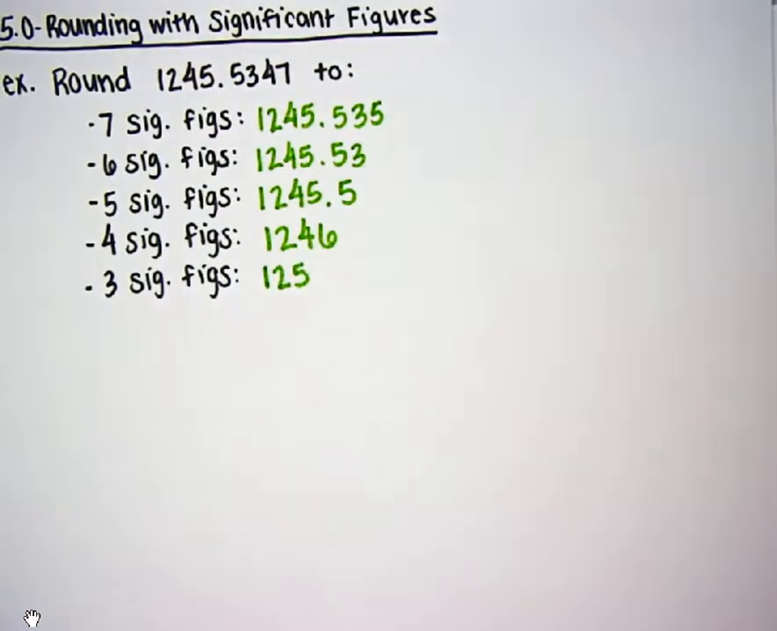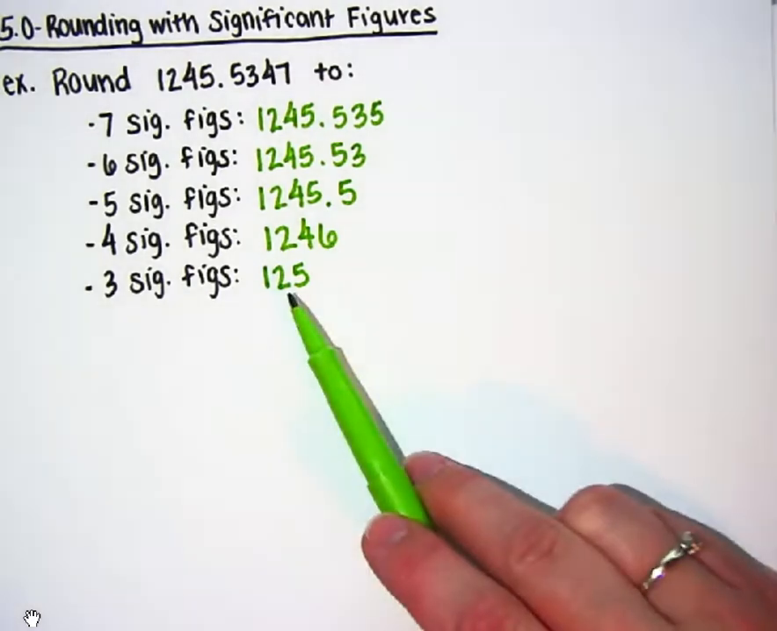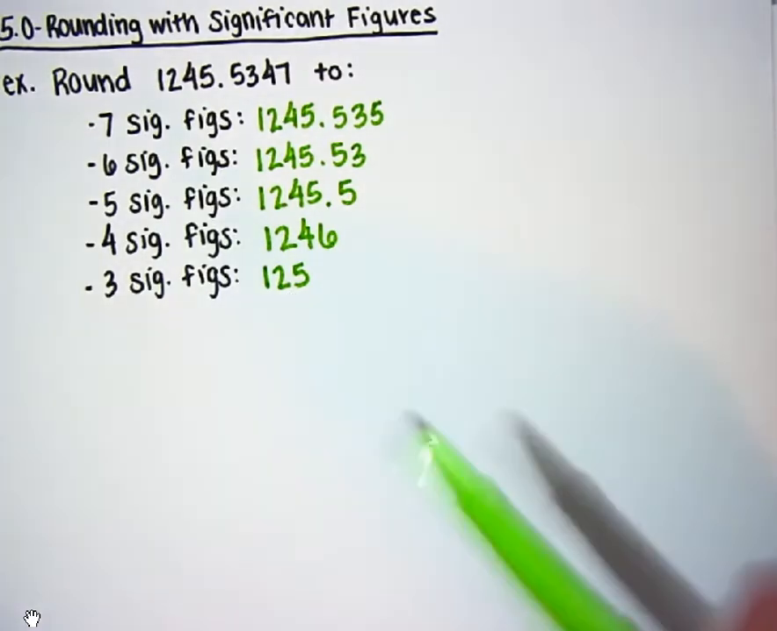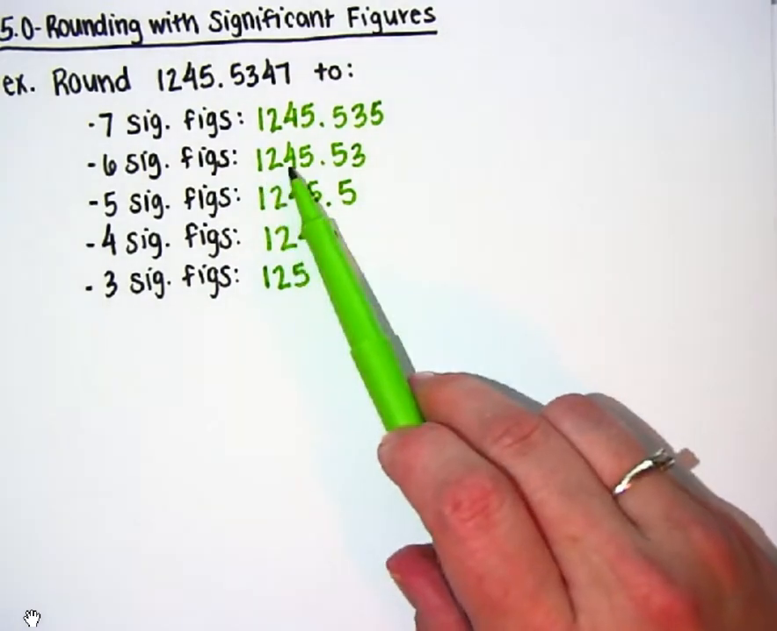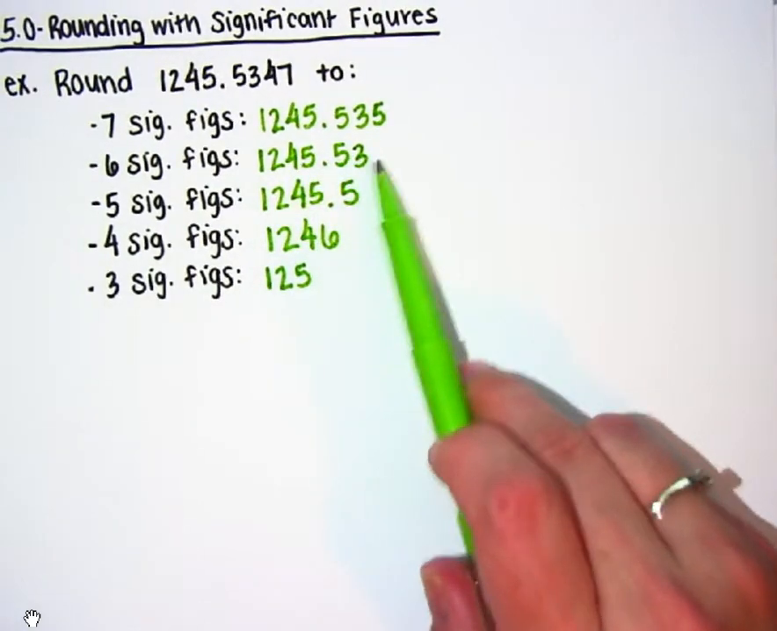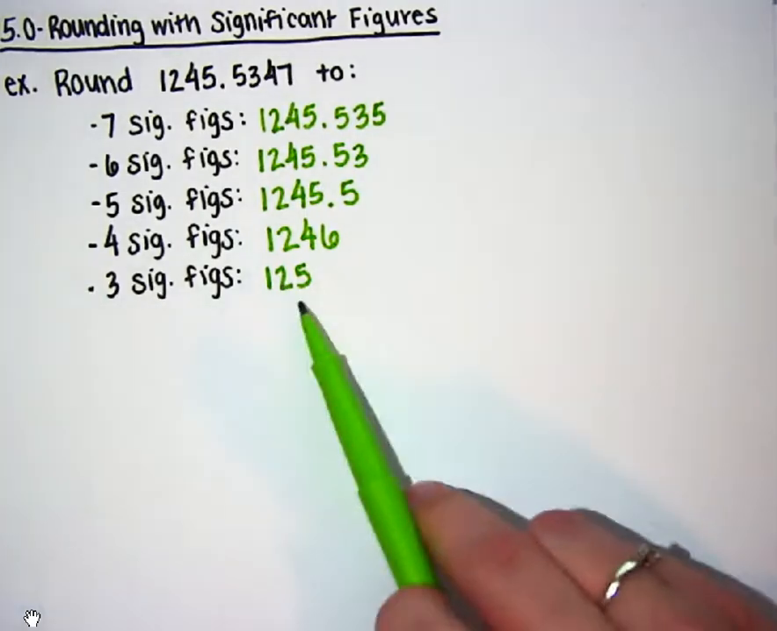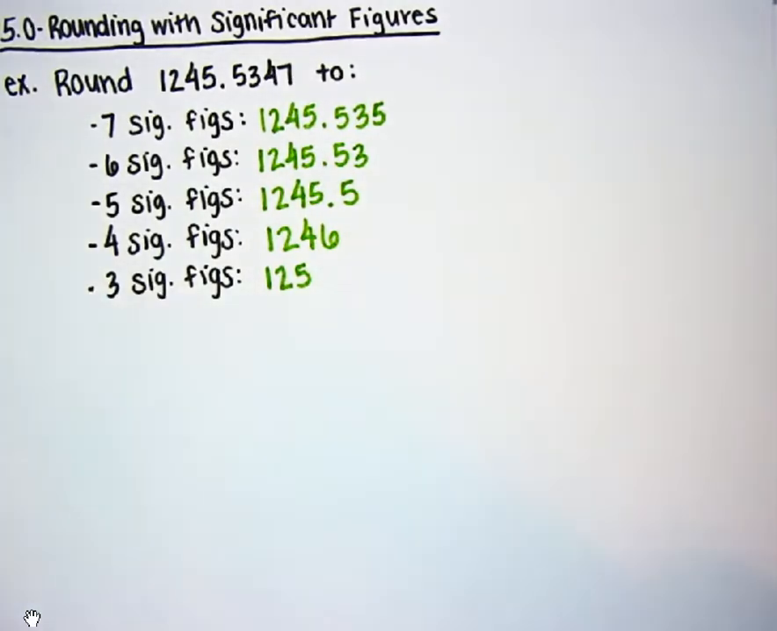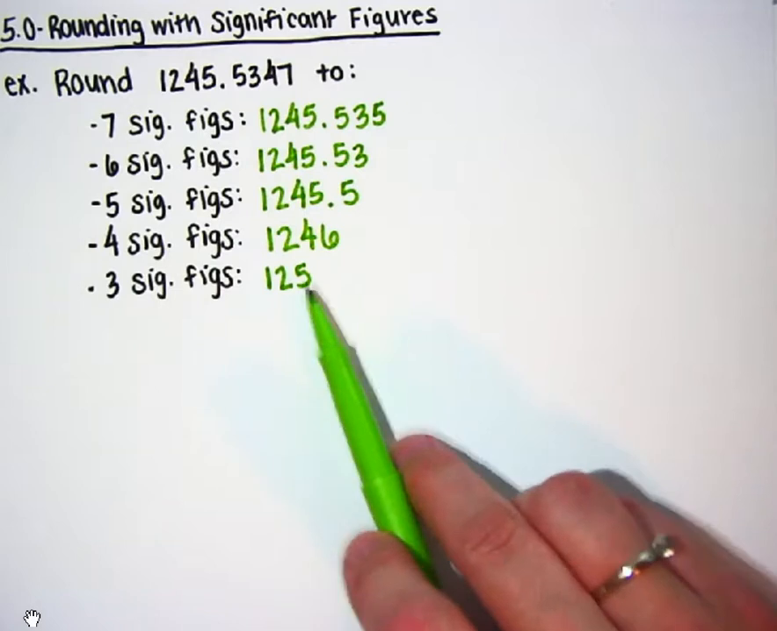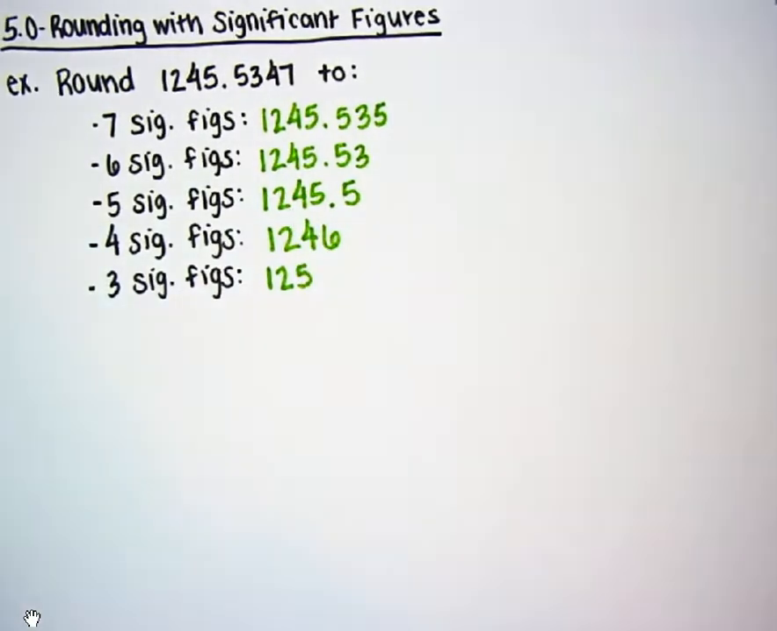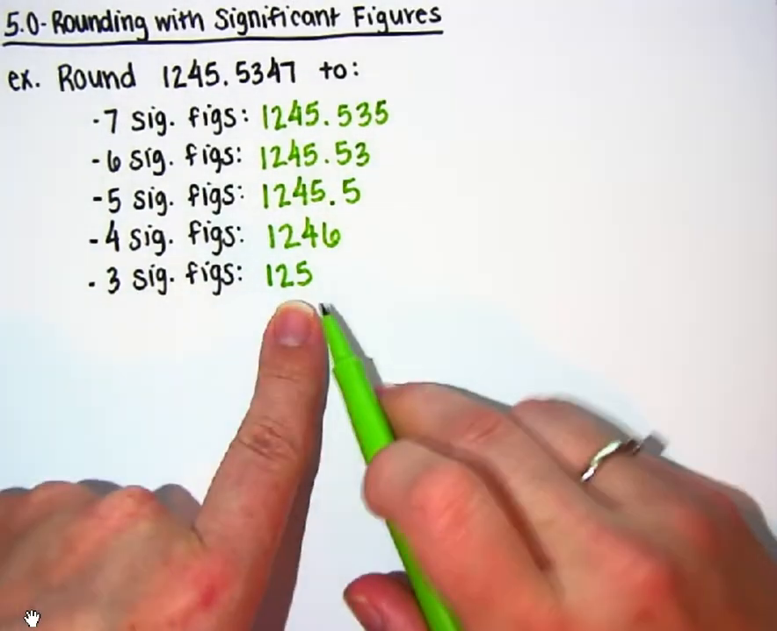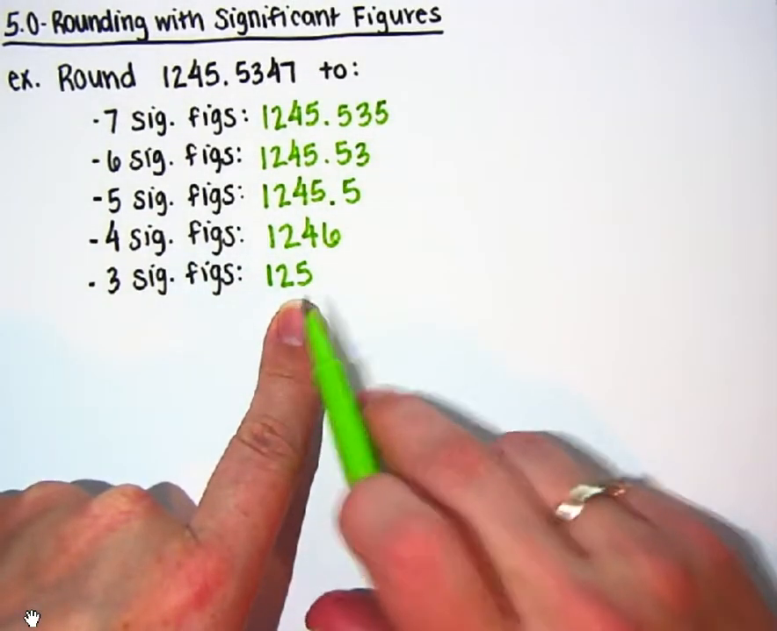The biggest mistake that I see is students leave the answer as 125. Think of it this way. If I owed you $1,245.53, and I gave you $125, and I said, it's the same thing, I rounded, are you going to be happy with that? Probably not. $125 is not anywhere close to $1,245. So how do we get this number to have 3 significant figures?